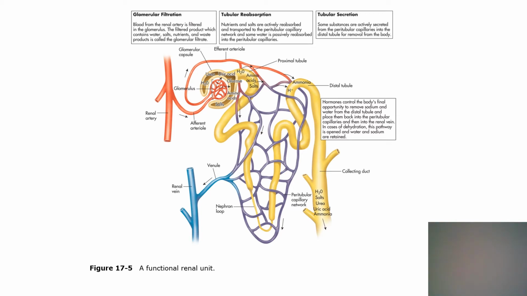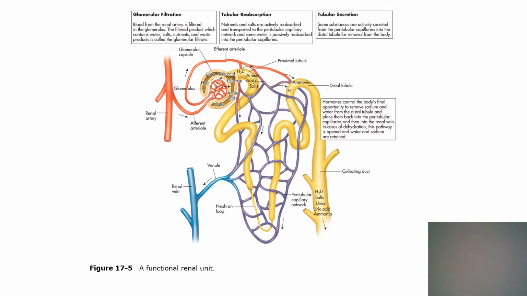Again, blood coming in, filter, filter, filter. The descending loop of Henle and the ascending loop of Henle, through these interchanges here, are trying to absorb what we need so that we can put what we need back into the system. The tubular reabsorption of nutrients and salts, actively reabsorbed and transported through this peritubular capillary network, and then eventually to that renal vein and out to the body.